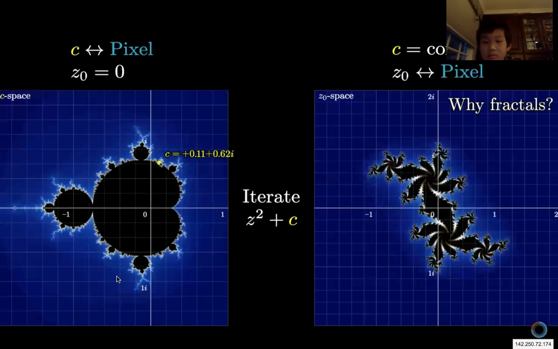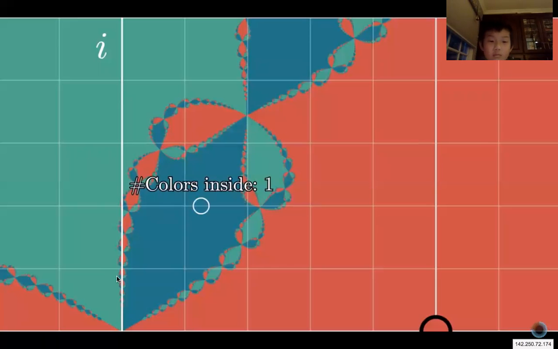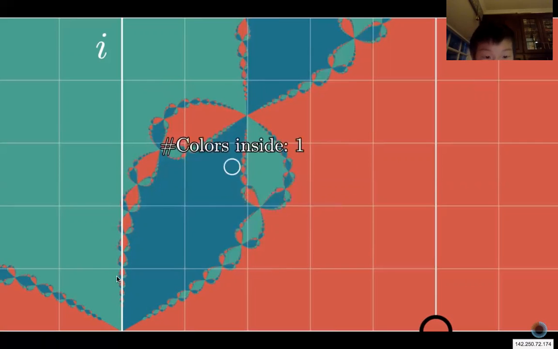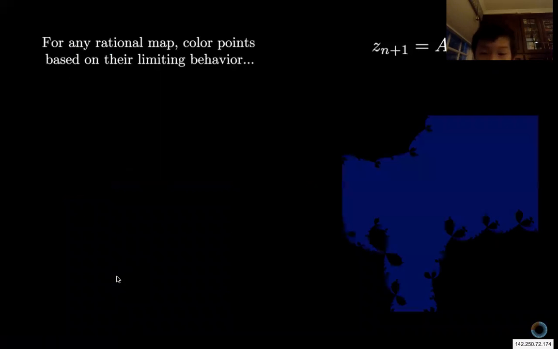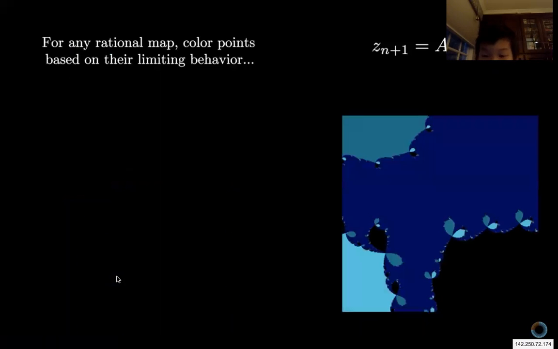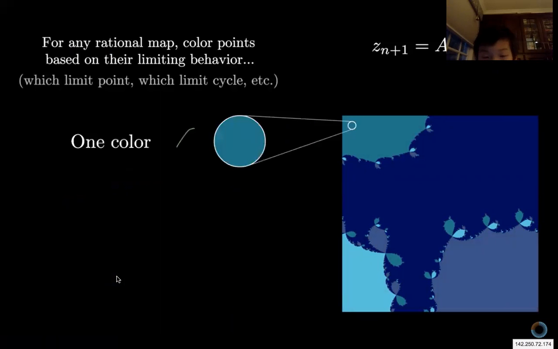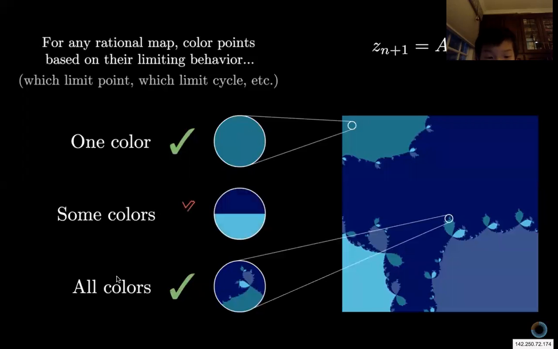In the last video, I talked about how the diagrams for Newton's method have this very peculiar property where if you draw a small circle around the boundary of a colored region, that circle must actually include all available colors from the picture. And this is true more generally for any rational map. If you were to assign colors to regions based on which limiting behavior points fall into, like which limit point or which limit cycle or does it tend to infinity, then tiny circles that you draw either contain points with just one of those limiting behaviors, or they contain points with all of them. It's never anything in between.